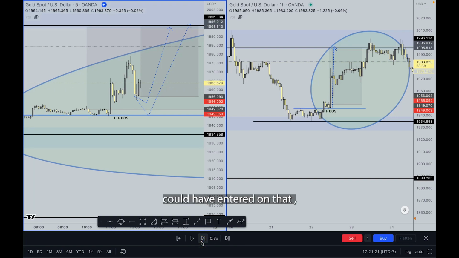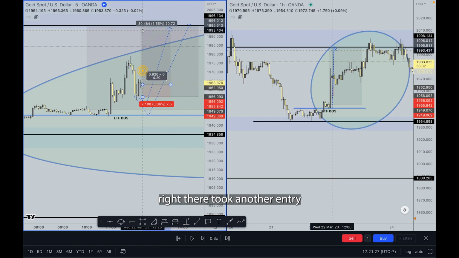Slight pullback. Could have entered on that. Yep. See, could have entered right on that candle as well. Scaled in right there. Took another entry.